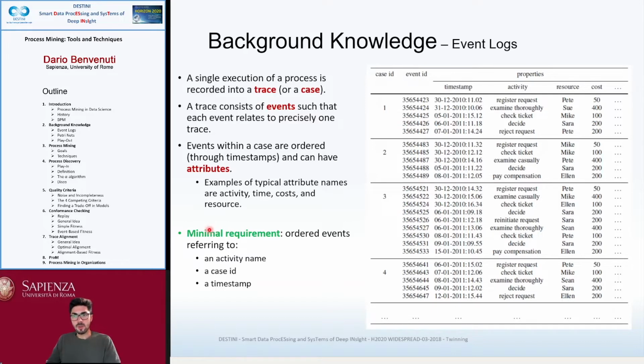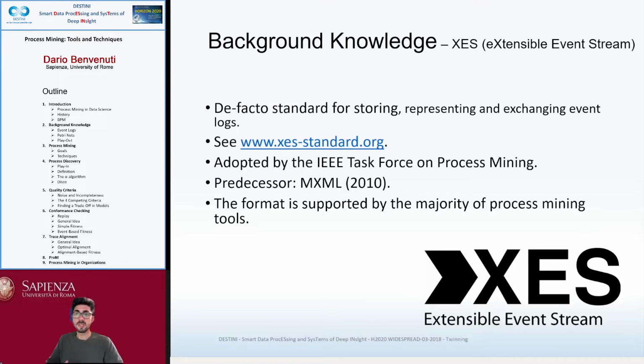The important thing to remember is that there is a minimal requirement to be able to consider a log an event log, and that requirement consists of having an activity name, a case ID, and a timestamp, which are the only three parameters really required to be able to perform process mining techniques. There is a standard called XES, which is supported by all the tools available to perform process mining, and you can have a look at that by following the link here.